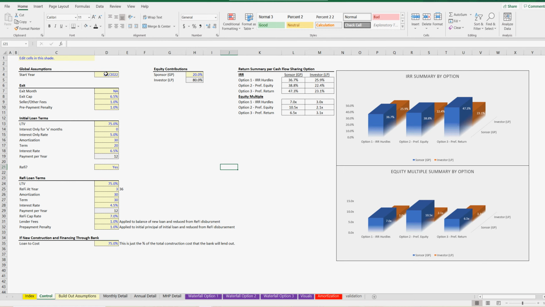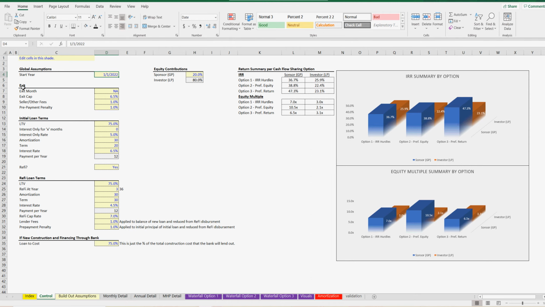So anyway, to start here, edit cells in light yellow with blue text. This is the start year of the forecast. So this would be the year costs start going out and potentially operations begin. Always put the first day in the first month of whatever year it is.